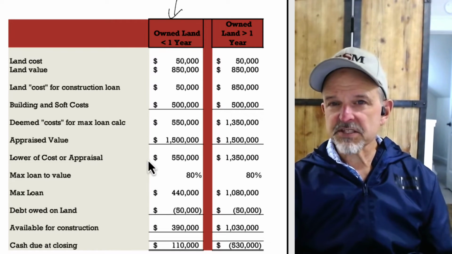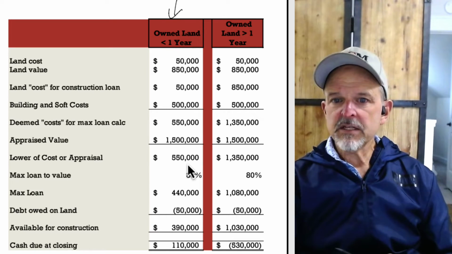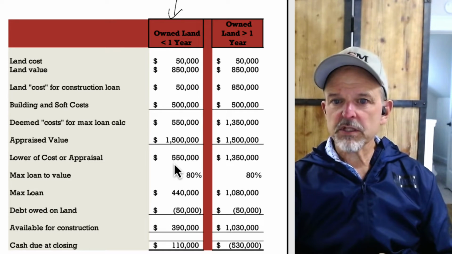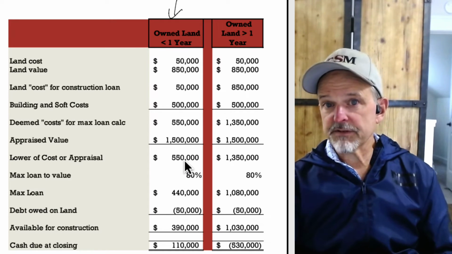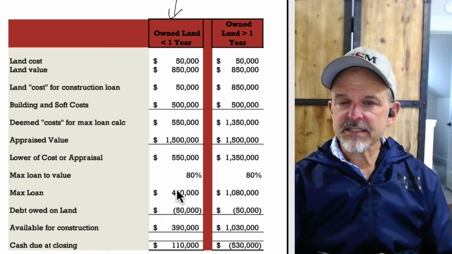Now, in this case, just to make it a little more interesting, I said, well, what if I owe $50,000 on the land? So in this scenario, the lender is going to say, look, we'll give you a loan based on a deemed cost of $550,000. We'll lend you 80% of that. So the max loan amount is $440,000.